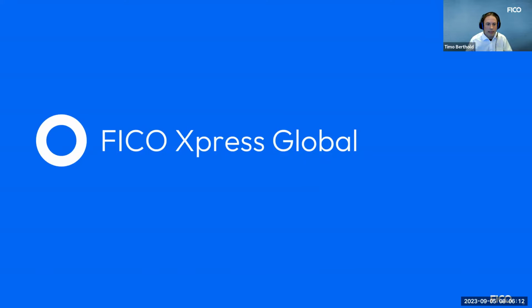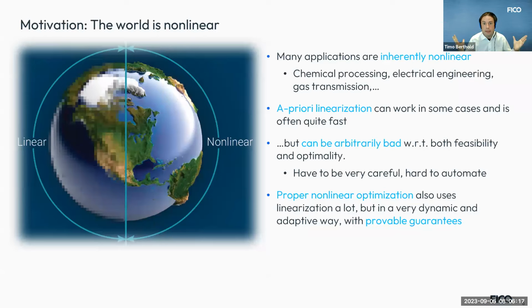Okay, so let's get going with Xpress Global. This is the term for our new global solver for nonlinear problems. And why do we want to solve nonlinear problems in the first place? Well, obviously, there are many applications which are inherently nonlinear. These may be chemical processing, electrical engineering, gas transmission, portfolio optimization, and so on. And in all of these, the natural laws are nonlinear, like the physics of the gas, for example.